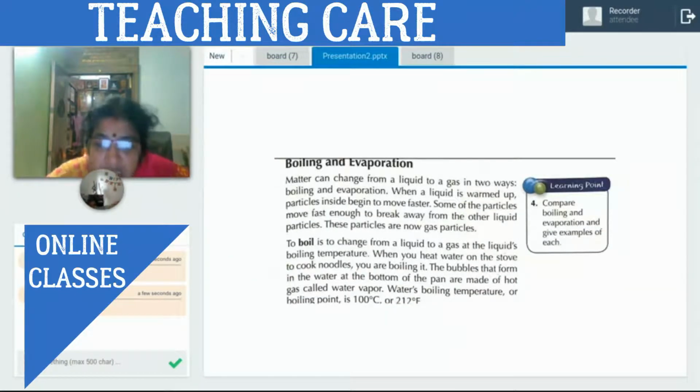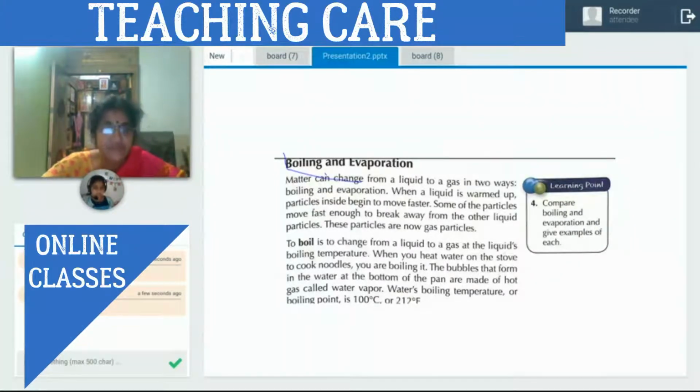Then next, the last thing we are going to study in today's class is boiling and evaporation. I know that evaporation is a change to... Tell me, I will wait. Liquid to gas? Yes, liquid to gas. Very good.